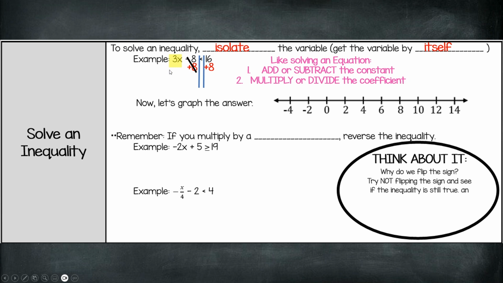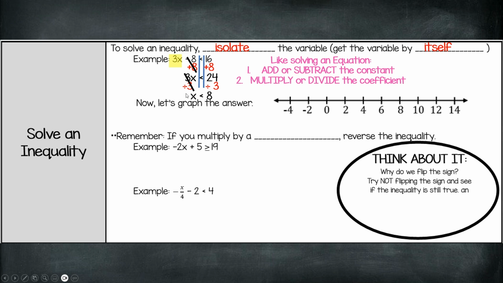So that means 3x is by itself. So now we have 3x is less than 24. The x is still not isolated or by itself. This 3, the coefficient, is being multiplied to the x. So the opposite or inverse of multiplication is division. So we have to divide both sides of our inequality by 3. When I divide 24 by 3, I get x is less than 8.